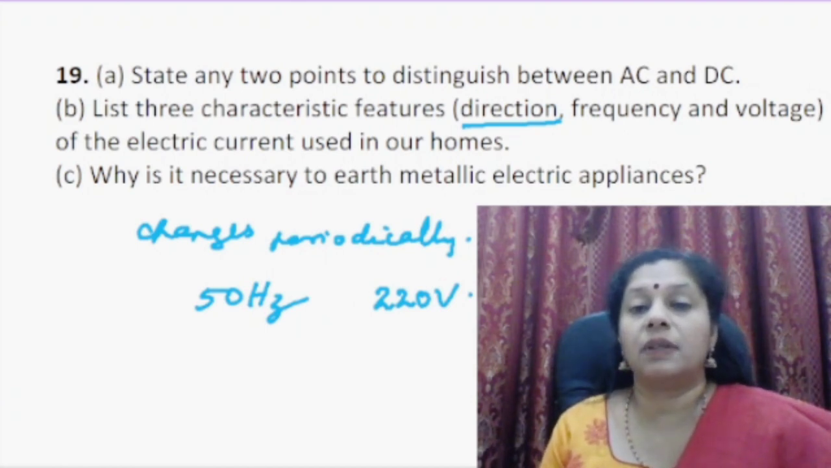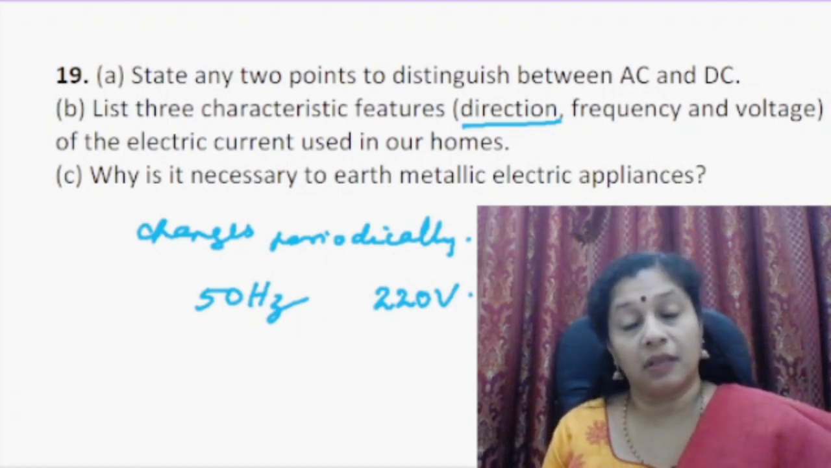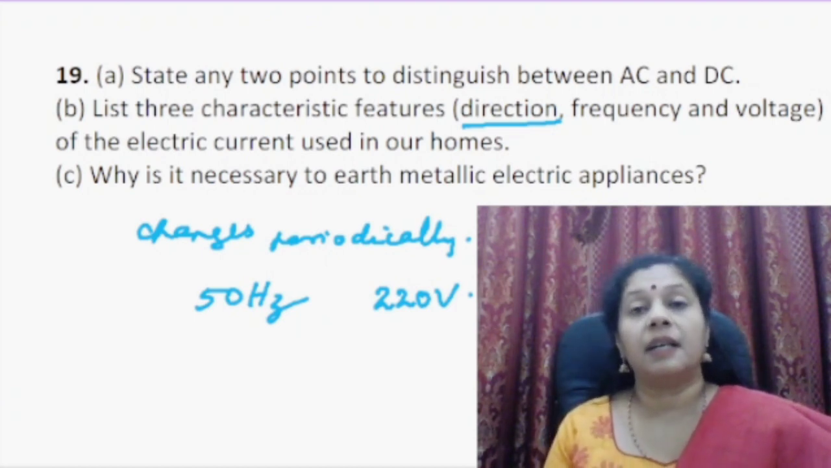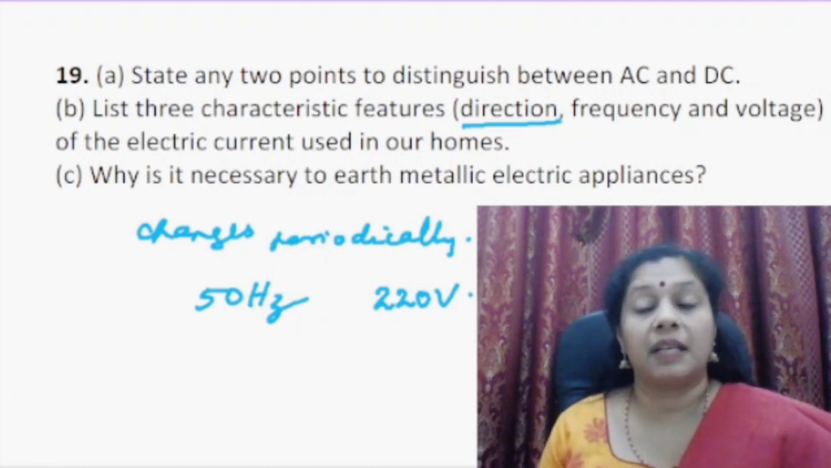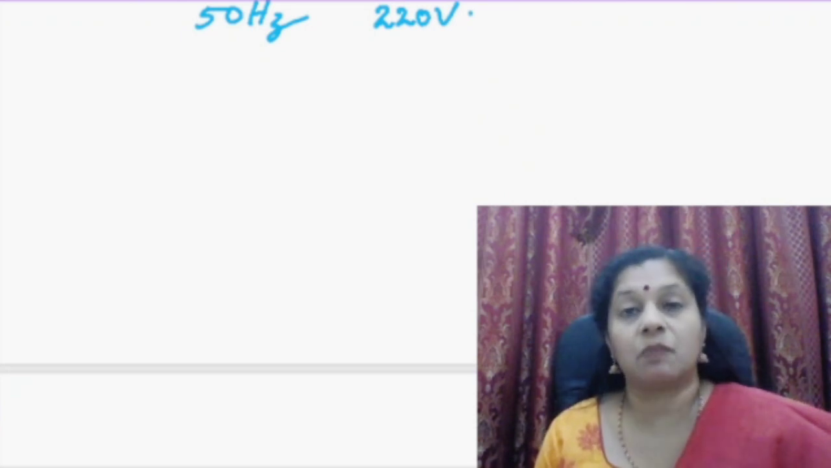Why is it necessary to earth metallic electrical appliances? We know that if there is a flow of current through the metallic body of the gadget, to protect us from getting an electric shock we use earthing, a wire with very low resistance, so that the excess current will flow through the earth wire to the soil where it is connected, and we will be safe from electric shock. These details are given in my electricity chapter explanation. Please visit that video and make use of it.